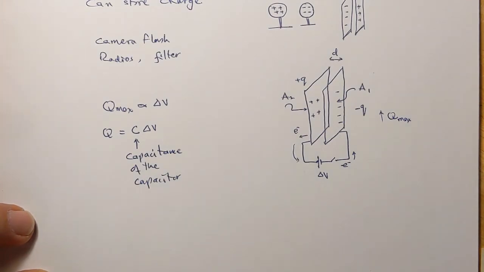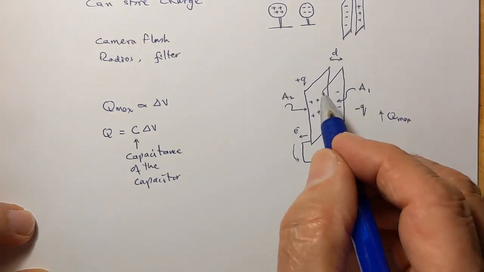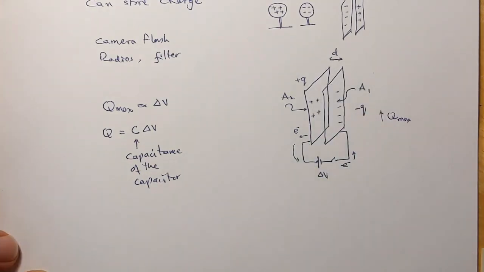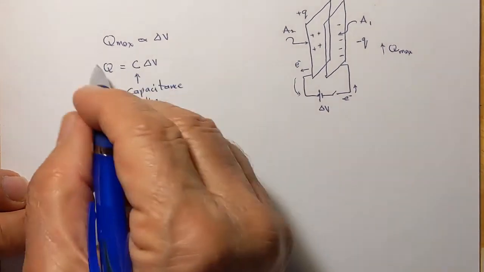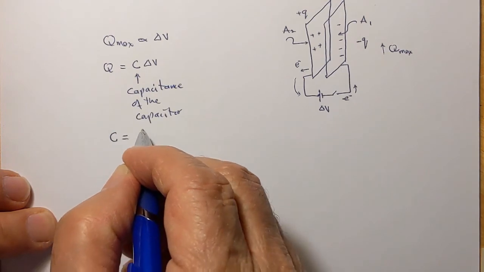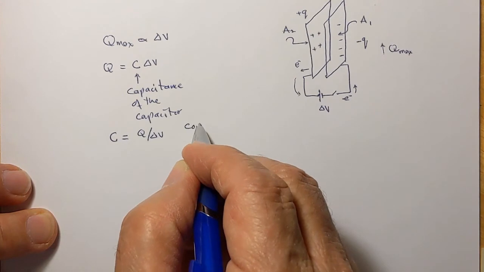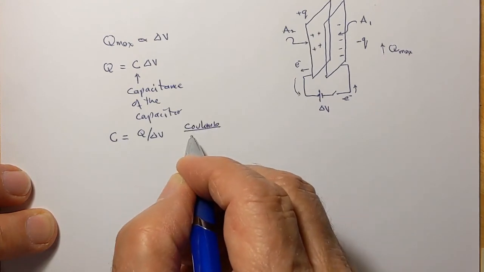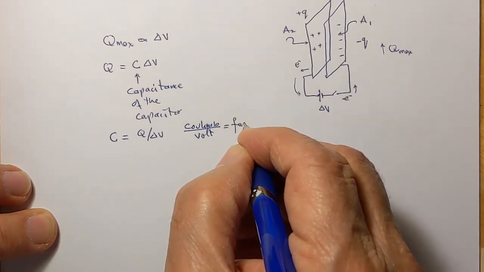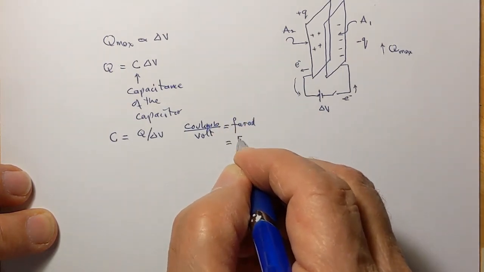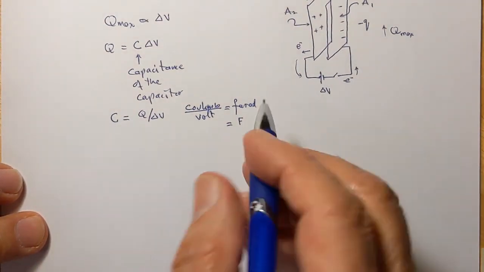And this capacitance will depend on some factors. It will depend on the distance, it will depend on the area, and it will depend on what's in between the two plates. Now, the units of capacitance will be, if we rearrange this equation, C equals Q over delta V. The charge is in coulombs, and delta V is in volts. This coulomb per volt is called a farad, written with a capital F, and the farad is the unit of capacitance.